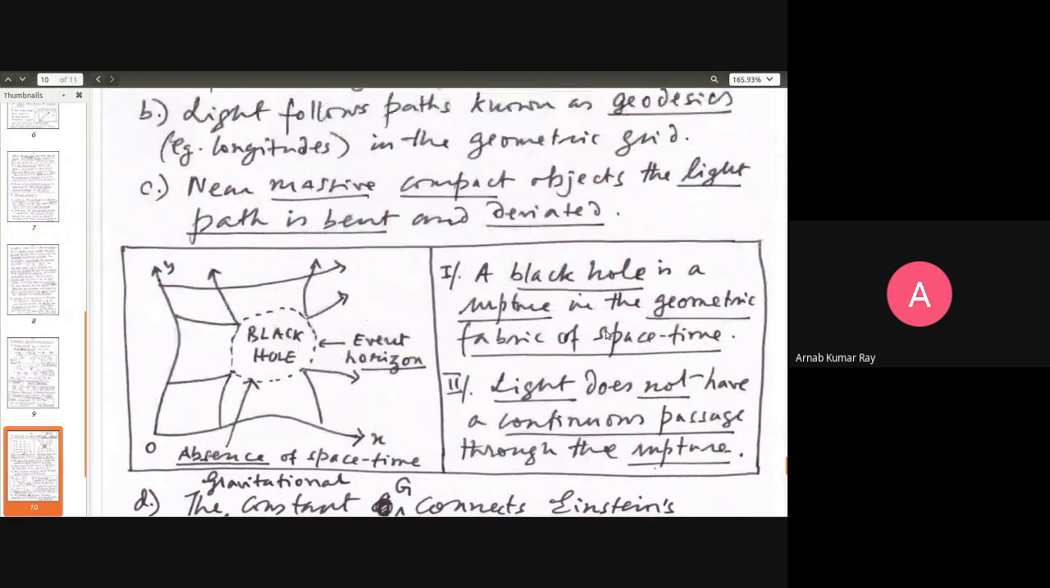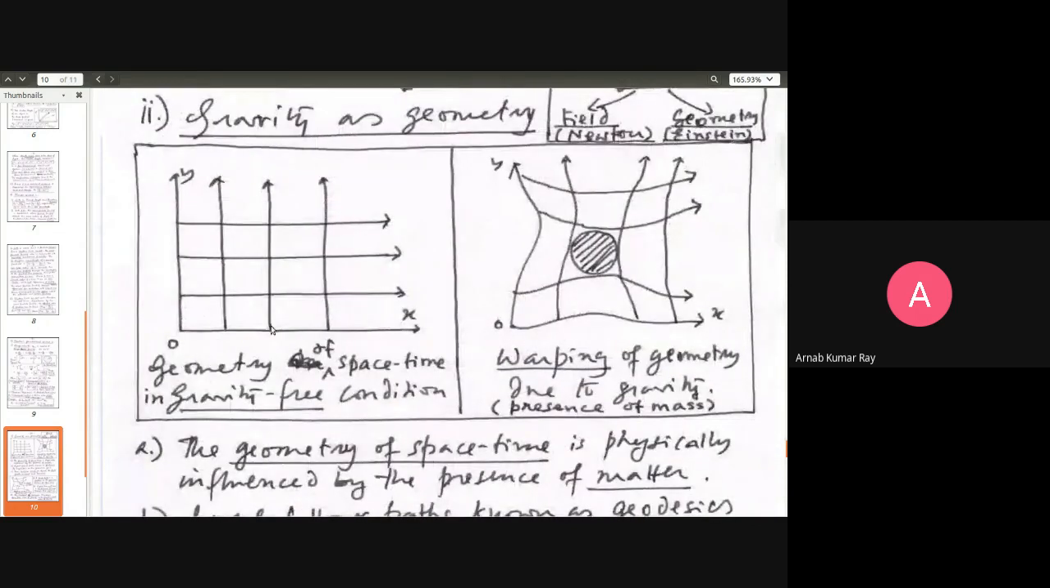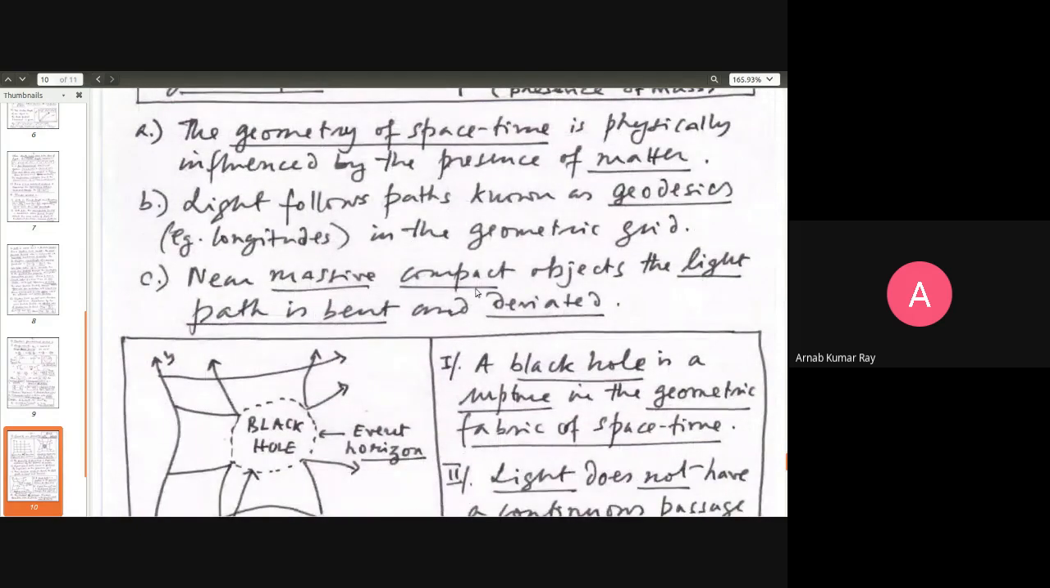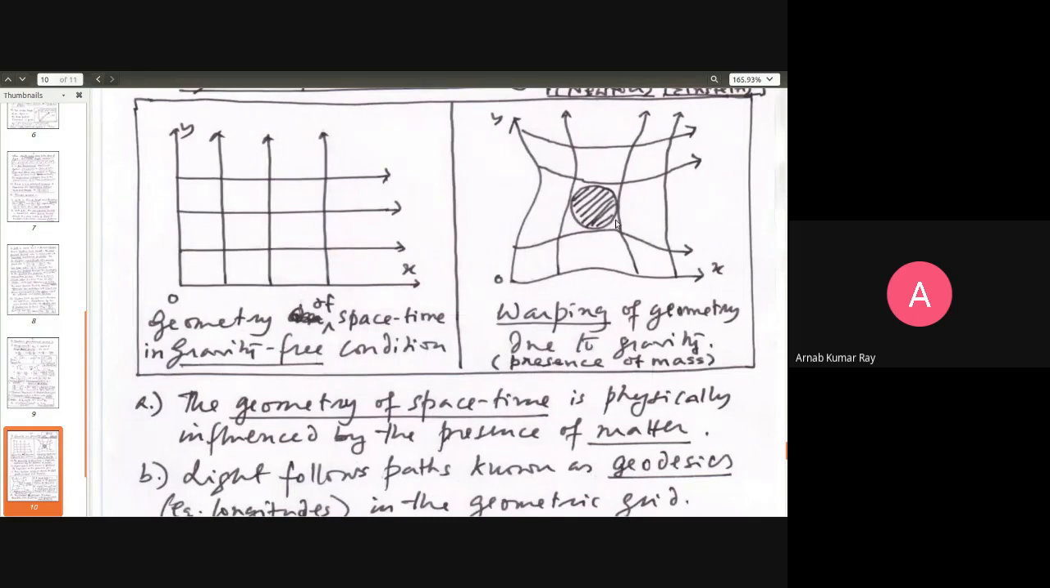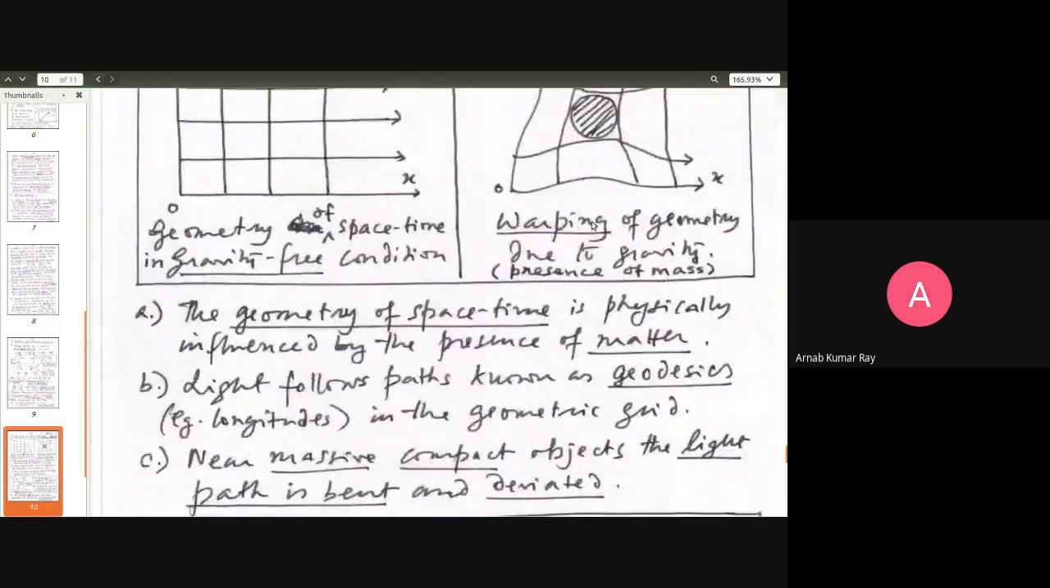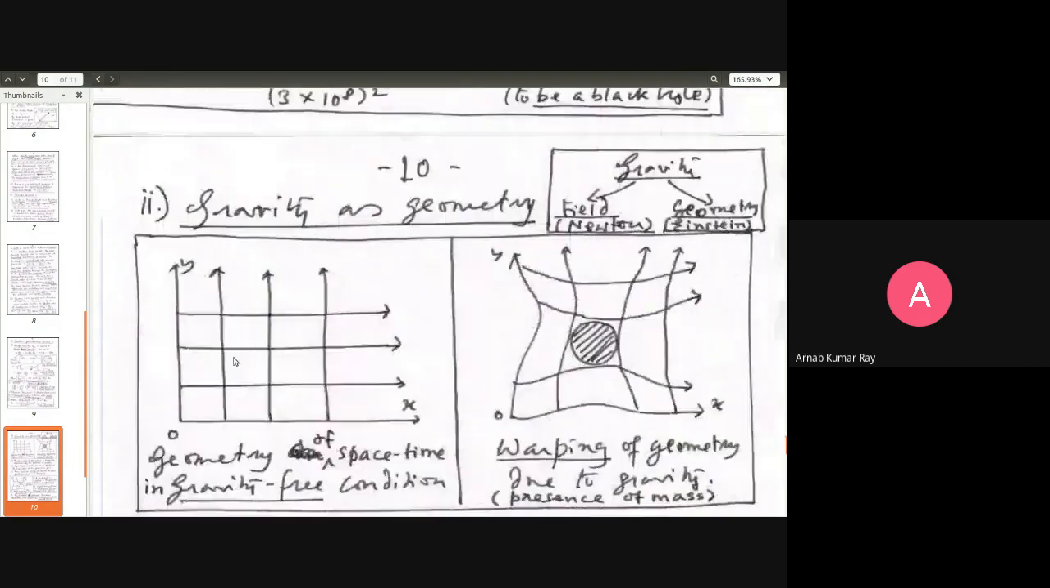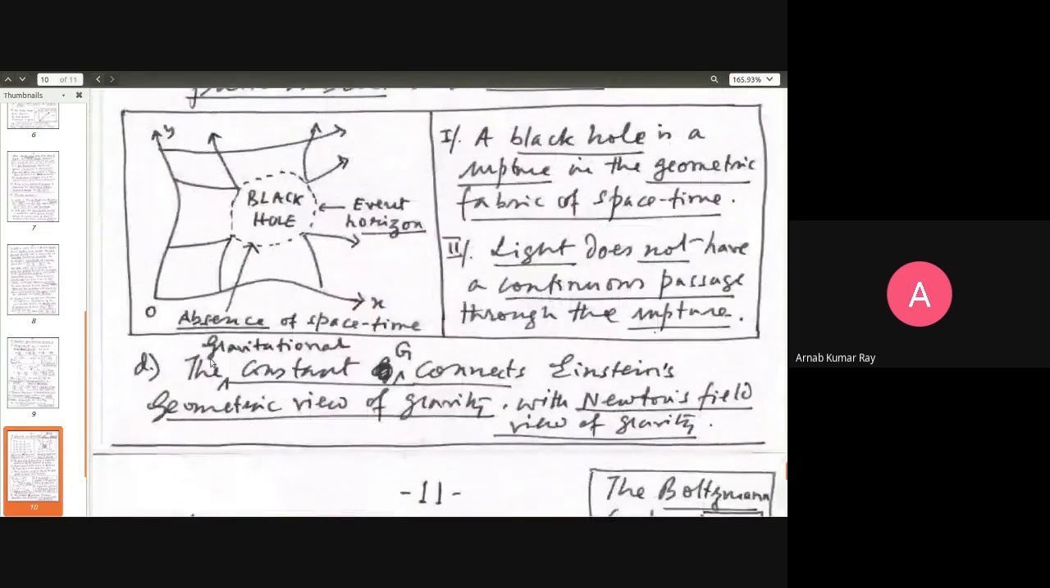And what is the behavior of light? If no mass were present, light would have traveled along these straight lines, these arrows. With the presence of mass, the light path would be a bit deviated. Near massive compact objects, the light path is bent. But light needs a continuous passage along a geodesic. Suddenly, say along this path, light is traveling, and it comes over here and finds that there is no continuous path. There is an absence of space-time.